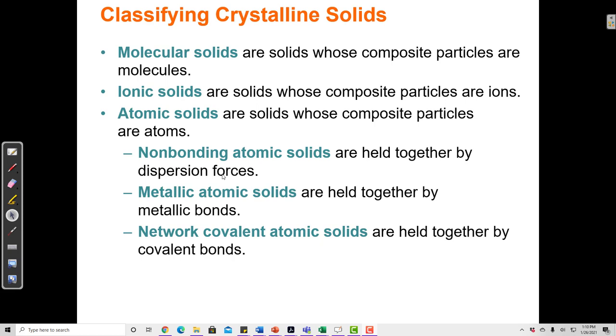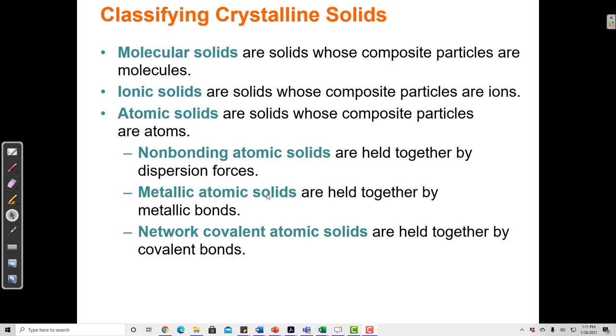So for example, particles of noble gases do not have any openings in their electron shell. They have completely filled electron shells. So that means that they have no attraction to each other, and the only intermolecular force that's experienced by noble gases is the dispersion force. So if I can make a noble gas become solid, I'd have to make it very, very, very cold. And when I do that, then I would call that a non-bonding atomic solid because those atoms are only held together by dispersion forces. So noble gases are different than metals.